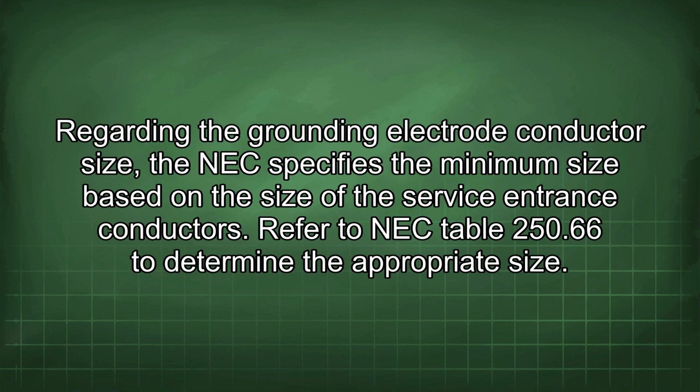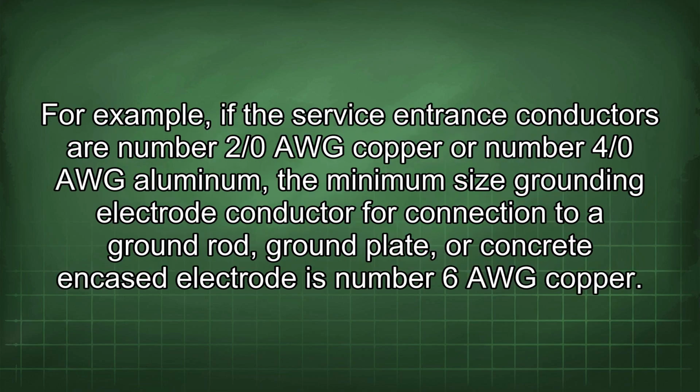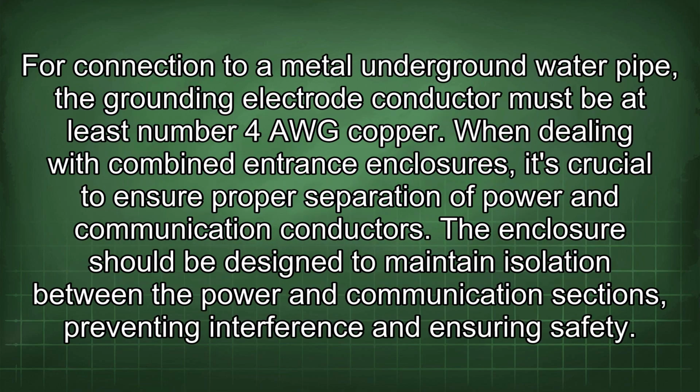Regarding the grounding electrode conductor size, the NEC specifies the minimum size based on the size of the service entrance conductors. Refer to NEC Table 250.66 to determine the appropriate size. For example, if the service entrance conductors are number 2/0 AWG copper or number 4/0 AWG aluminum, the minimum size grounding electrode conductor for connection to a ground rod, ground plate, or concrete encased electrode is number 6 AWG copper. For connection to a metal underground water pipe, the grounding electrode conductor must be at least number 4 AWG copper.